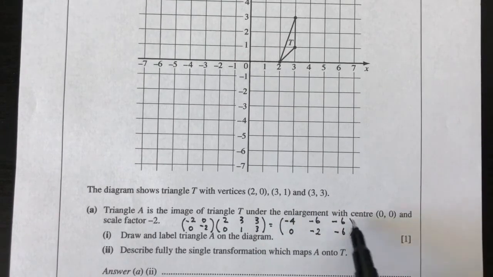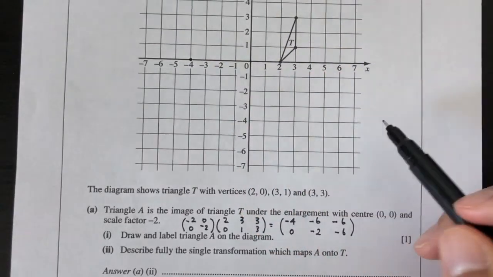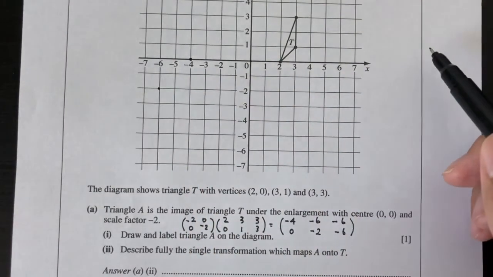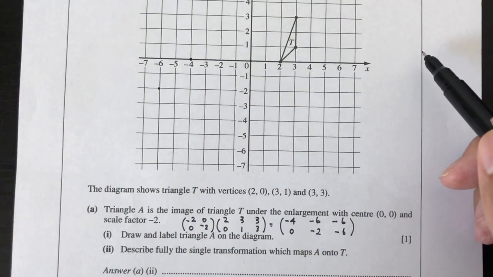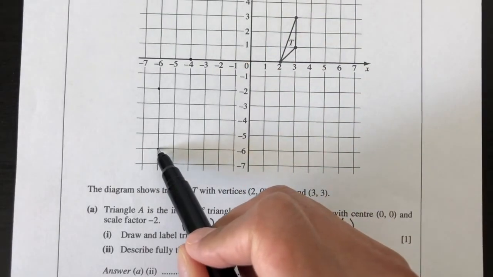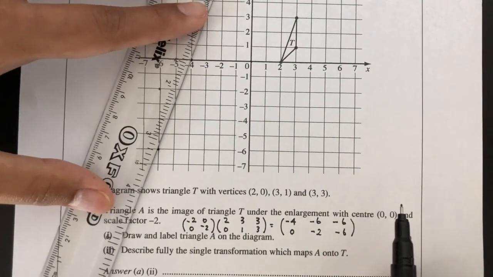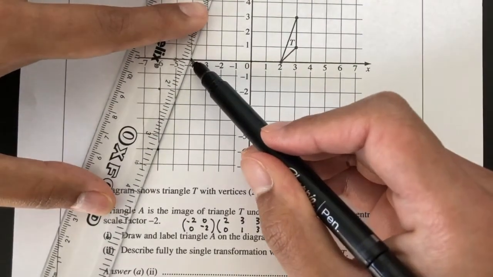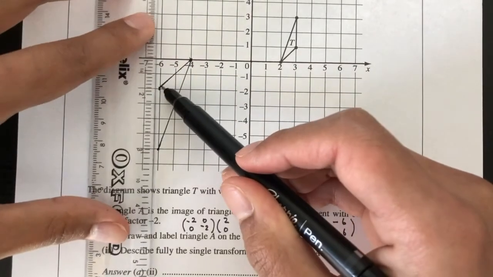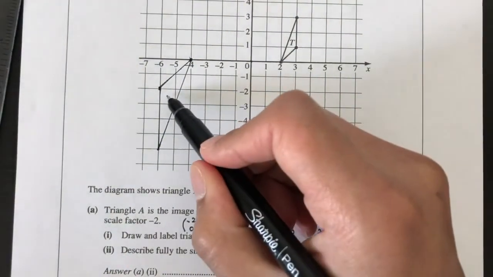So let's plot the image of A. -4, 0 will be right here. -6, -2 will be right here. And then we have -6, -6 right here. So as you can see, that will be your image under this enlargement. That will be labeled as your triangle A.